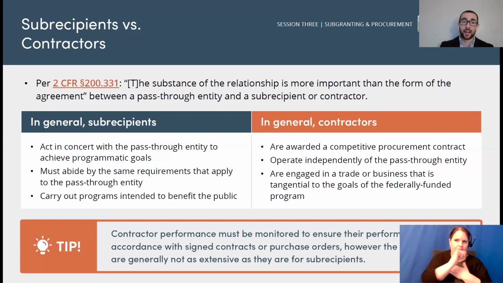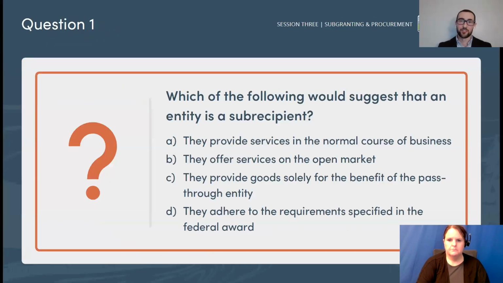It's just tangential to it. It's worth remembering that pass-through entities need to be monitoring subrecipients, but they also need to be monitoring contractors, right? So they need to make sure that the contractor performance accords with any signed contracts they have, or maybe purchase orders that they've received. So you have to monitor contractors, but it's not going to be as rigorous or as extensive a process as it is for subrecipients. So that's subrecipients versus contractors in a nutshell.